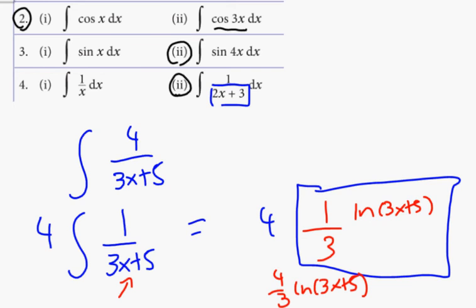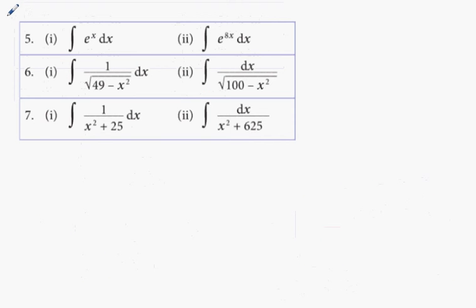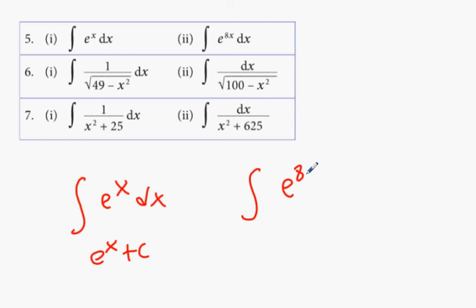Okay. Let's go a bit further. Okay, guys. So what we're doing next is integrating e to the 2x, e to the x. Does anybody in class remember what happens when you integrate e to the x? The answer is e to the x plus c. What happens if you integrate e to the 8x dx?